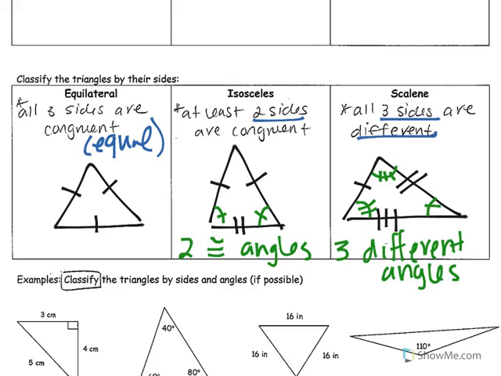And then last but not least, same thing with an equilateral triangle. If I have three congruent sides, I'm not going to be able to distinguish which side is the biggest or the smallest or the middle. So we know that all three sides here have to be the same. So an equilateral triangle will have three congruent sides and three congruent angles.